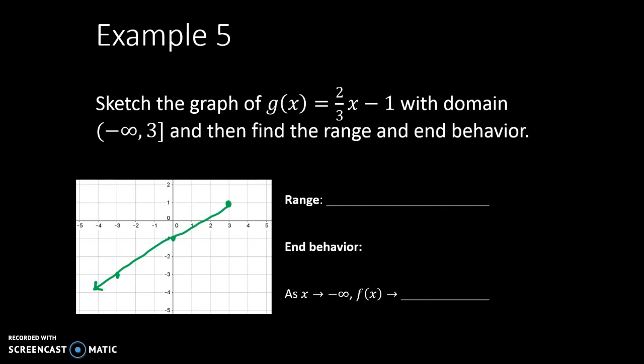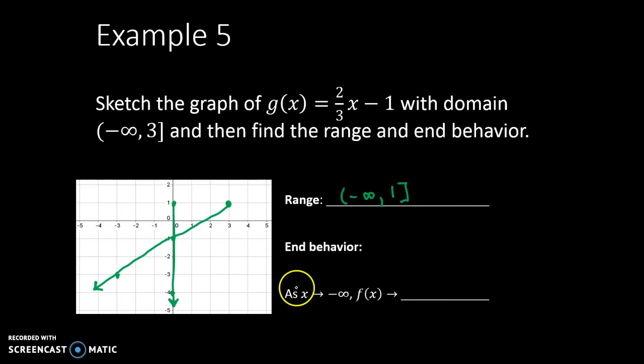The range for this function, the lowest point has an arrow on it, so it's continuing down. So the lowest point is going to be down to negative infinity. The highest point has a circle on it. So the range is going to be from negative infinity to 1. Remember, you always start with the lowest point and end with the highest point.